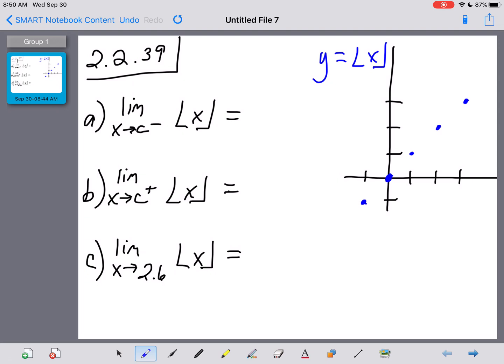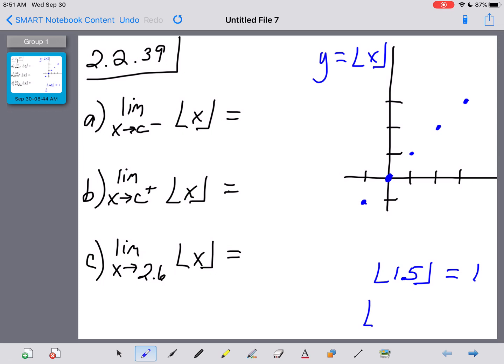So if we were to evaluate the greatest integer not greater than 1.5, well, 1.5 is not an integer value, so we're going to have to round that. Now 1.5 is between 1 and 2, and it can't be 2 because 2 is greater than 1.5. We always round down with this function. So the greatest integer not greater than 1.5, we round it down to 1.